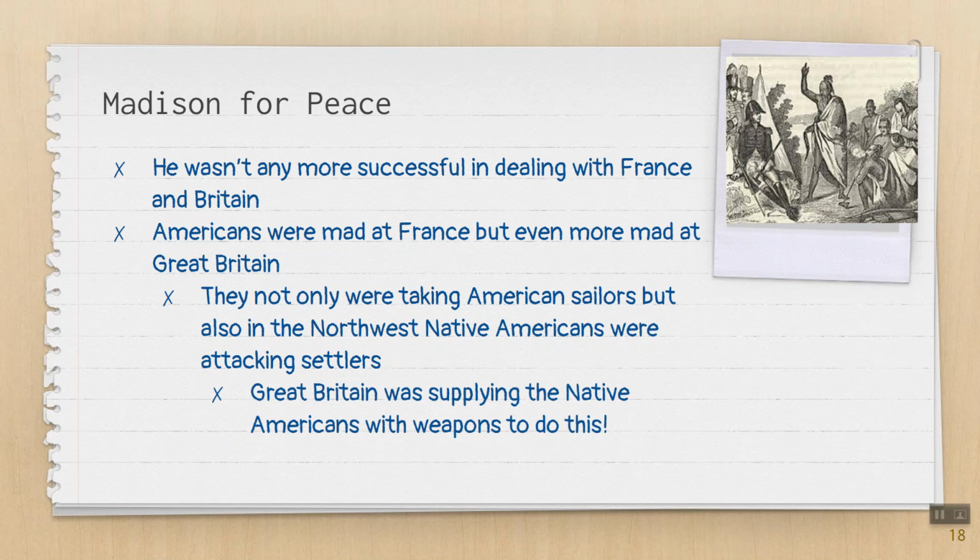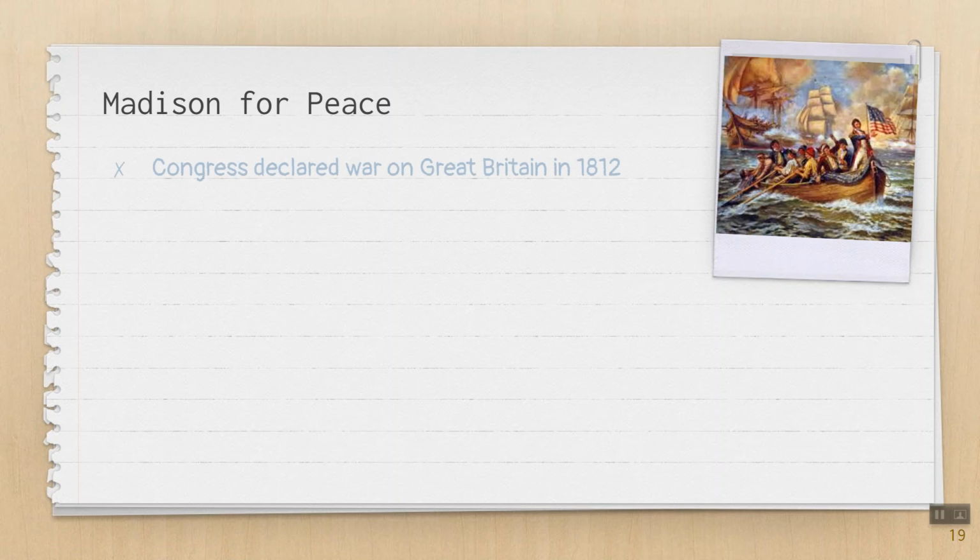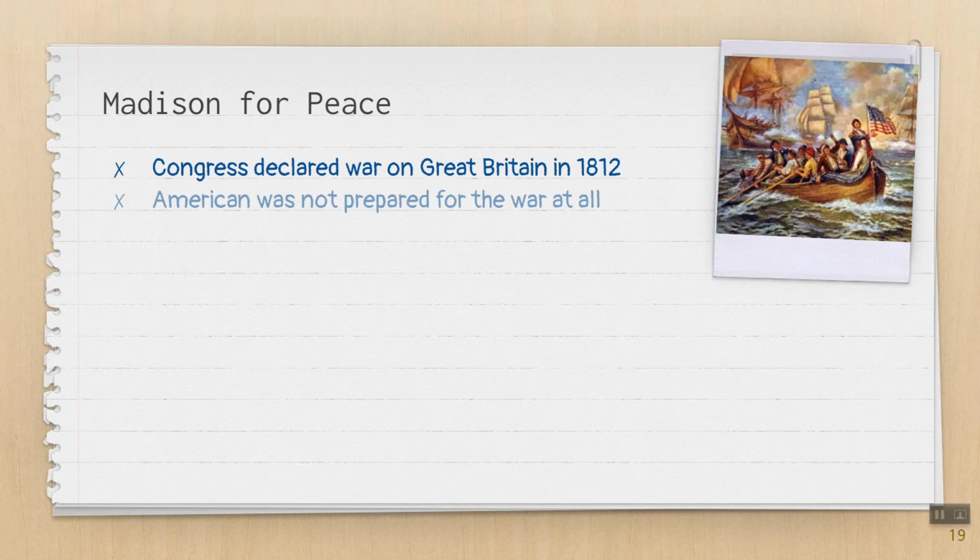They were doing that through their Canadian territory. So Congress decided eventually to declare war on Great Britain in the year of 1812, and that's when James Madison is president. America was not prepared for this war, though. Usually you have time to train your armies and your troops. Remember, America is still a very young nation, and our army and our navy is still very, very small. And so we were not prepared at all.